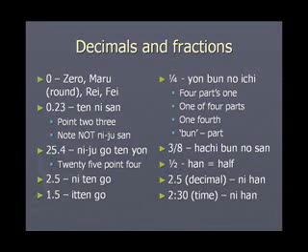Now let's look at fractions. Yon bun no ichi is a quarter. Yon is 4. Bun is part. 4 parts no ichi. Yon bun no ichi. That means 1/4, which is a quarter. With the same logic, 3 by 8 will be hachibun no san. 8 parts no san. That is 3 of 1/8.